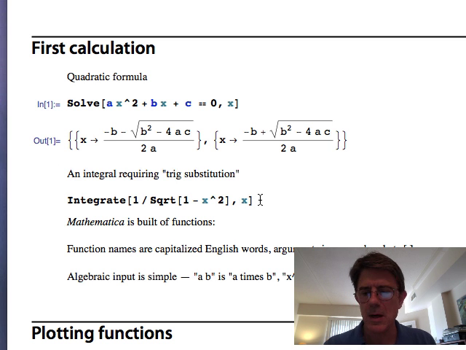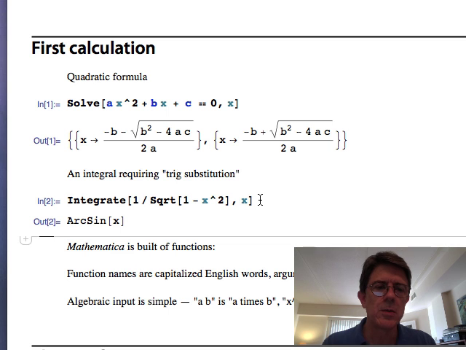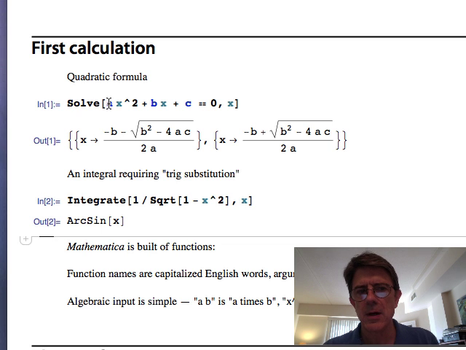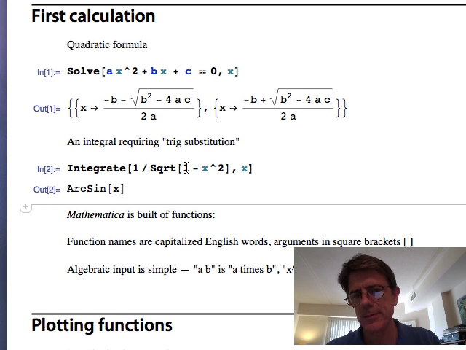Here's another rather fancy integral, which, if you remember your calculus, requires trigonometric substitution. So we can ask it to integrate that, and it just pops back with the answer. These two simple examples already indicate a couple of things about Mathematica, the grammar of it. First of all, it's built out of functions. So Solve is a function. Functions have their arguments between these square brackets. Integrate is another function. Sqrt, square root, is another function.